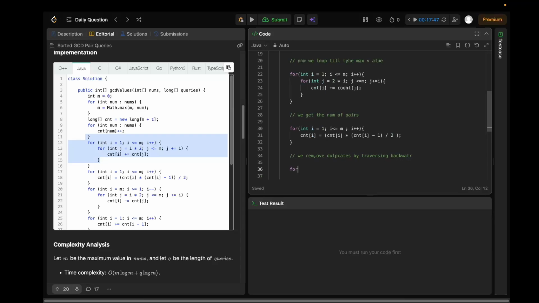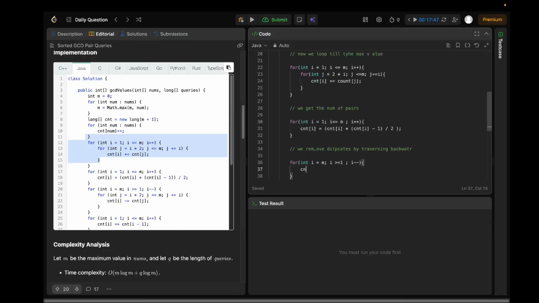So we go for integer i equals m, i must be greater than or equal to 1, because I am doing i minus minus, right? So what do we do? Count[i], so that is the maximum value right now. For i equals m, i must be greater than or equal to 1.